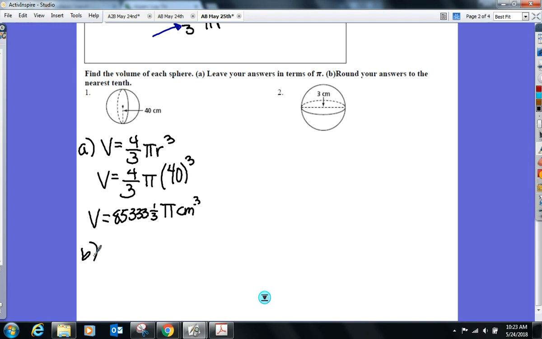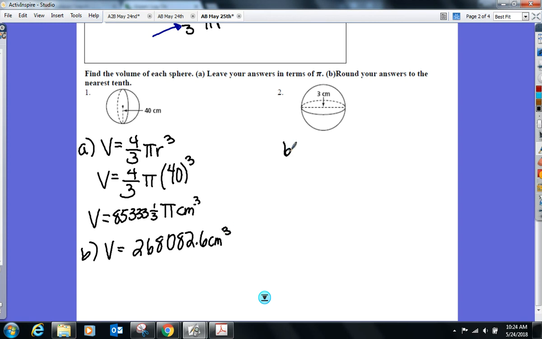Now take that answer and write it rounded to the nearest tenth. Go into your calculator and put in the pi now. So you're going to do 85,333 1/3 times pi. Round that number to the nearest tenth. Go right ahead. And there it is, rounded to the nearest tenth.